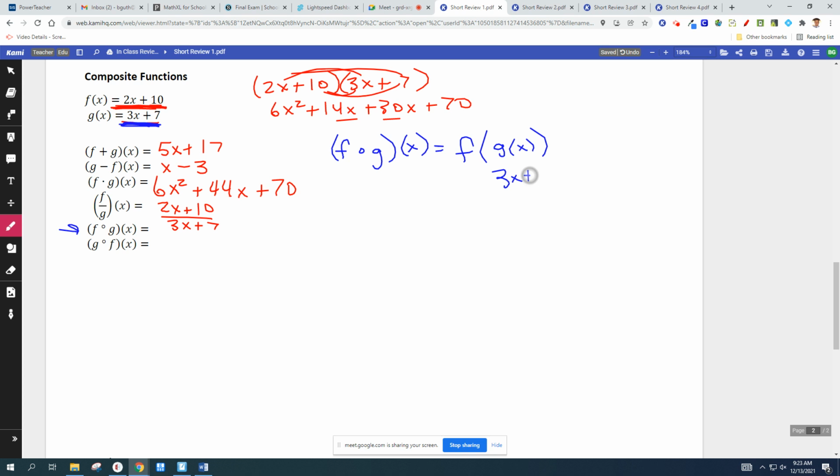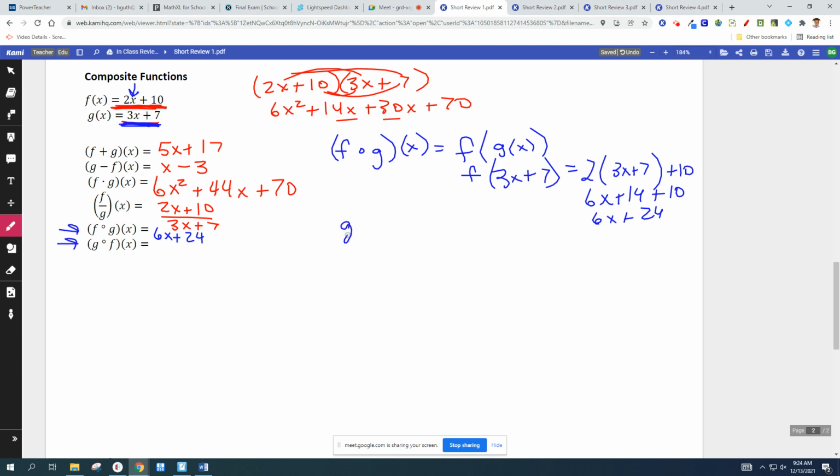But I'm going to take 3x plus 7 and I'm going to plug it into the f function. 3x plus 7 goes into the f function right there. So the f function says 2 times something plus 10. I'm putting 3x plus 7 in its place, or in the variable's place. So just clean that up, distribute the 2, 6x plus 14 plus the 10 gives me 6x plus 24. 6x plus 24. Now the other one, we just go the other way.